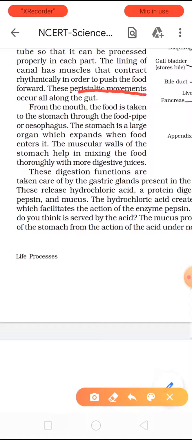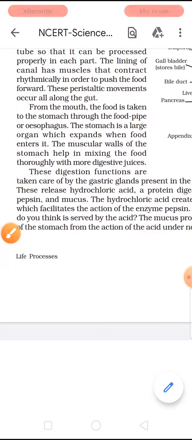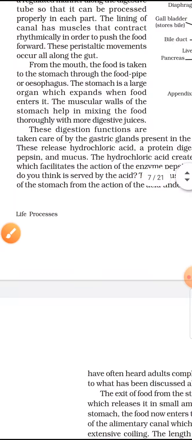These I have explained to you, they occur all along the gut. Okay, so in your gut, these movements help the food to move further. Okay, because we know that we have a path, from mouth to esophagus to stomach, then small intestine and large intestine. So this is a path, and the food needs to move along this path. So how is it moved? It is moved with the help of these muscles.